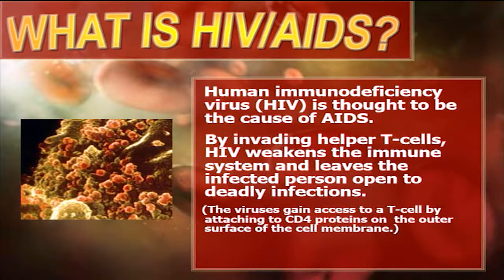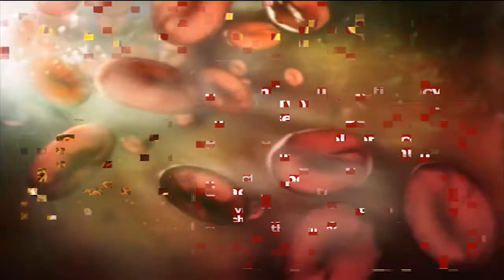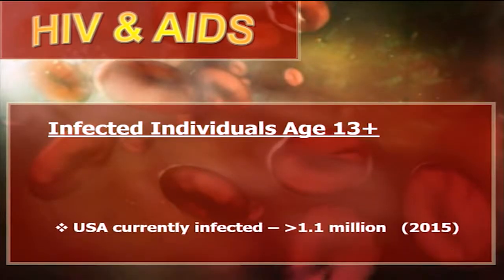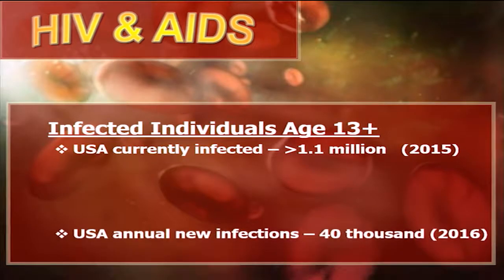Human immunodeficiency virus is thought to be the cause of AIDS by invading helper T cells, which are supposed to actually prevent you from getting sick. HIV weakens the immune system and leaves the infected person open to deadly infections. There's more fun information about the T cells and whatnot. Infected individuals 13 and up.